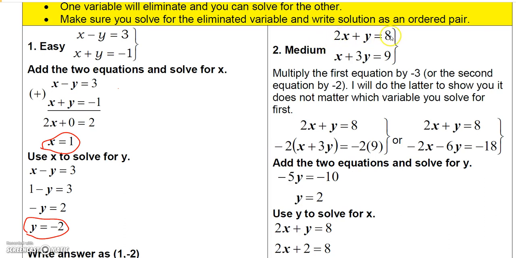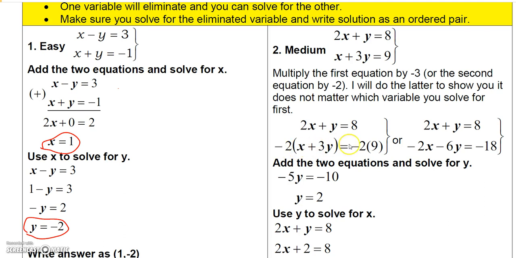Now this is a mid-level problem. In this one you can't just simply add these together to make a variable eliminate, but what you could do is, since you have 2x here, you could take the second equation and multiply each term by negative 2. So if I do that, let's see what happens here.